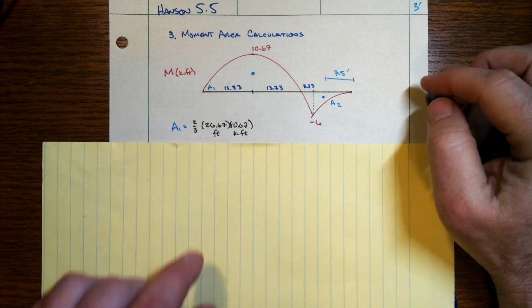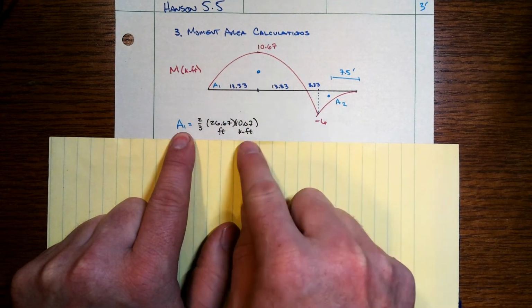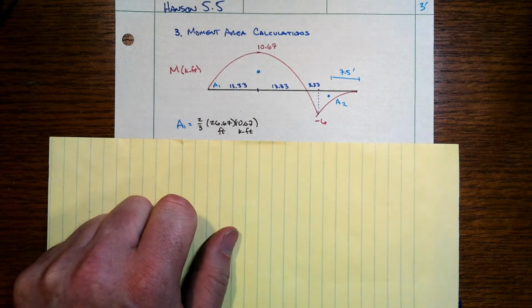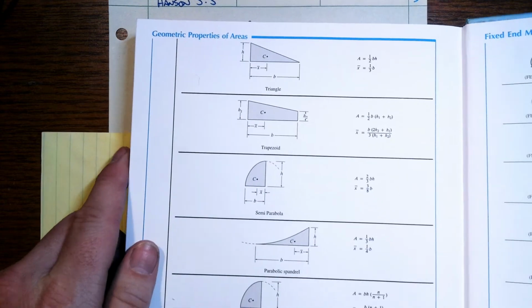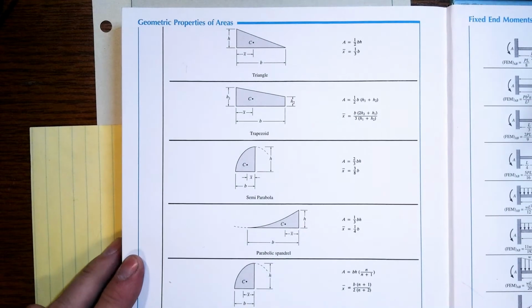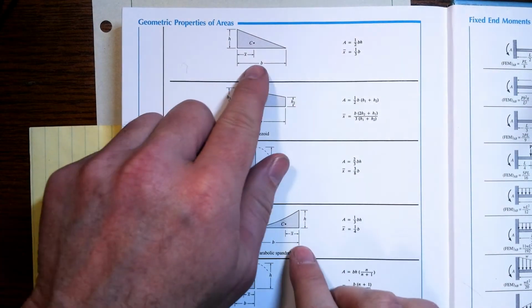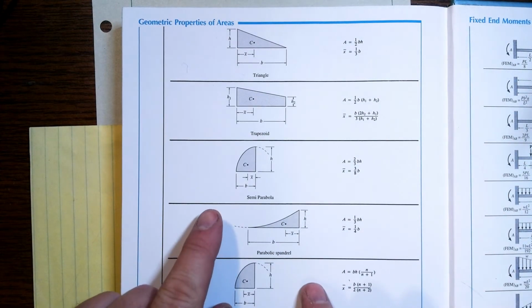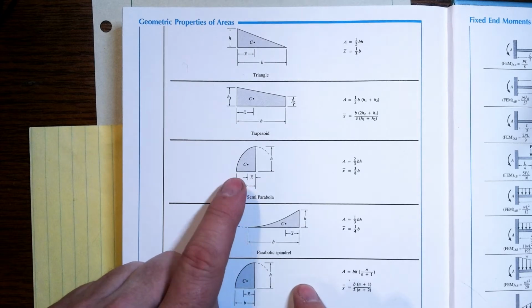Right? So you'll note that I calculated the area 1, all of this area, as 2/3 of that base times that height. Well, where did I get that kind of formula? That just comes from your typical tables of geometric properties of areas. Right? You know the triangle, 1/2 the base times the height. You know the centroid is at the 1/3, 2/3 location.